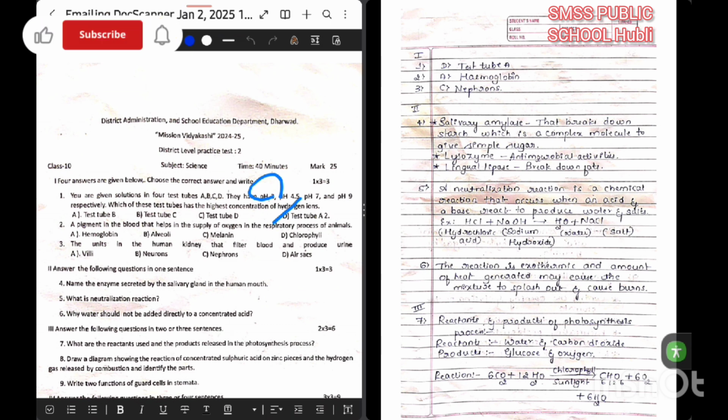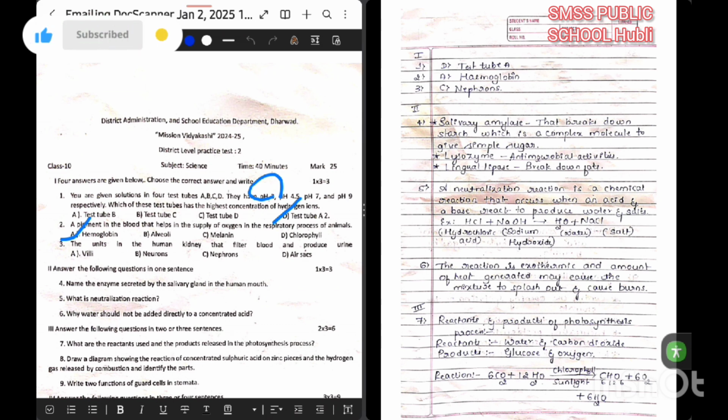Question number 2, the pigment in blood that helps in supply of oxygen in the respiratory process of animals. So the correct answer is hemoglobin. You know that hemoglobin carries the oxygen, which leads to the supply of oxygen to all the parts of the body and the cells of the body. So it is a red pigment that is present in our blood.